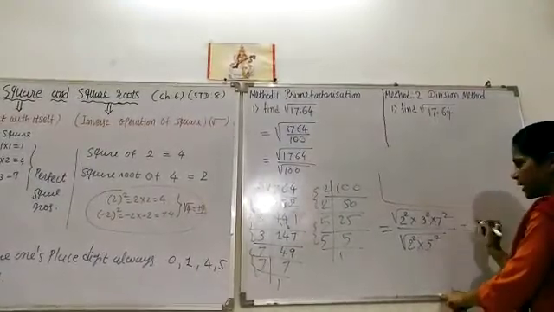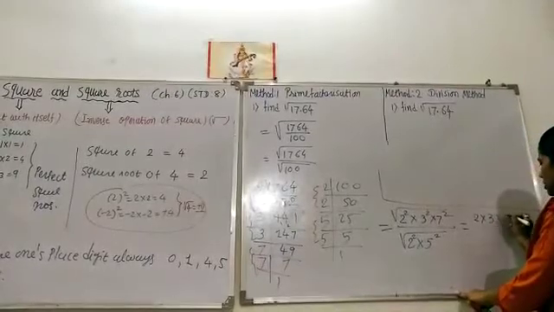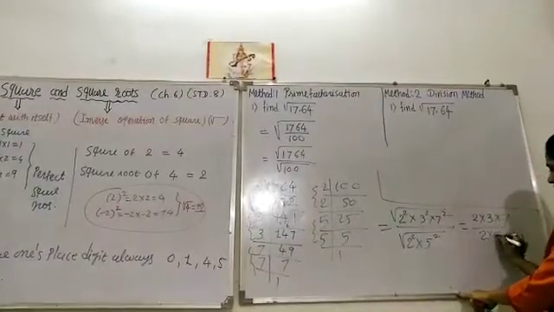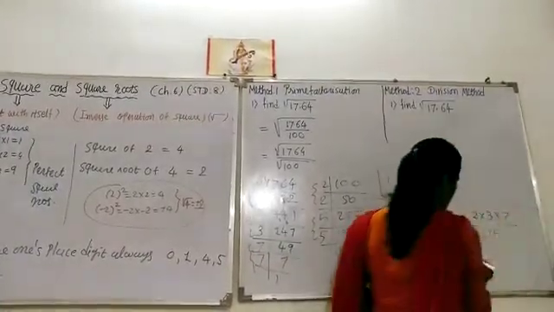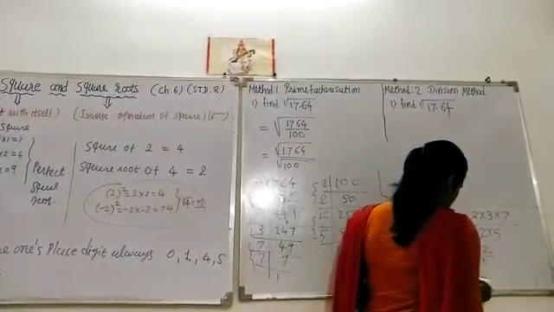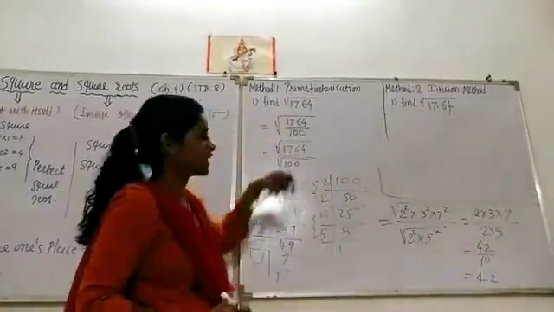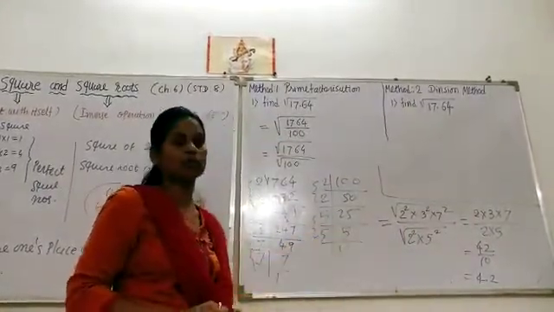The square root cancels the squares, according to our previous method. So this is 2 into 3 into 7, and this is 2 into 5. So you can write 2 3s are 6, 6 7s are 42 upon 10, which is equal to 4.2. So the square root of 17.64 is 4.2.